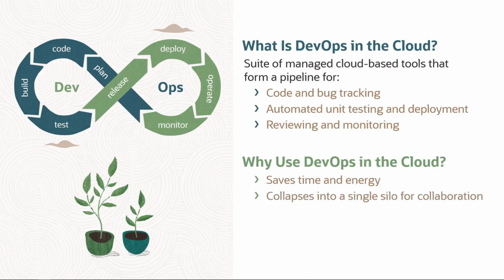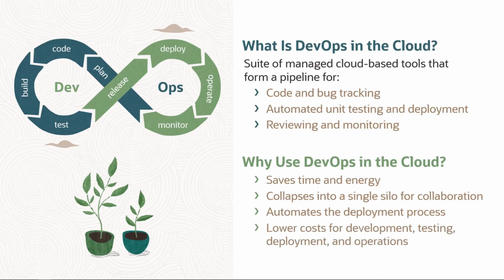Next is it collapses into single silo for collaboration. DevOps minimizes the silos and gaps by eliminating the boundaries between the conventional developer and the operation rules. This ensures business continuity, accountability, and desired results across groups. DevOps also helps you automate the entire deployment process. It helps you lower cost for development, testing, deployment, and operations. It's much easier to track cost of development resources and make adjustments as needed.